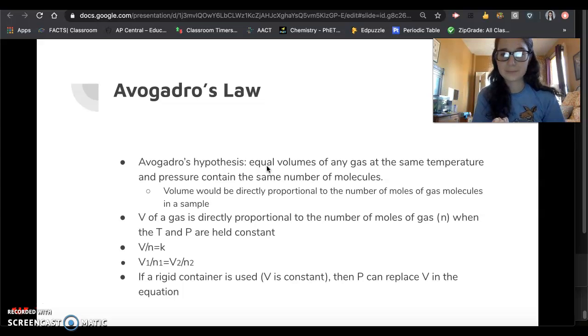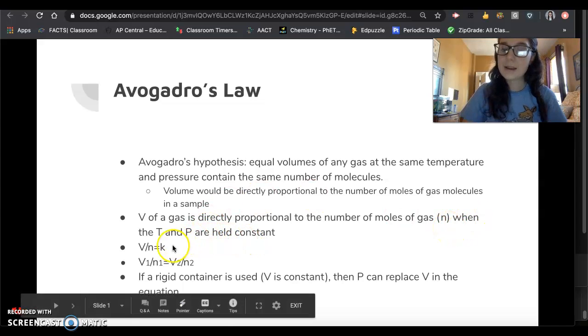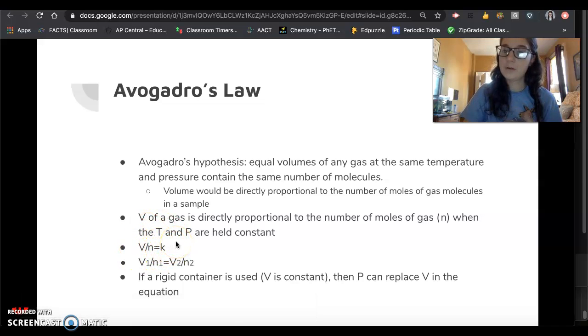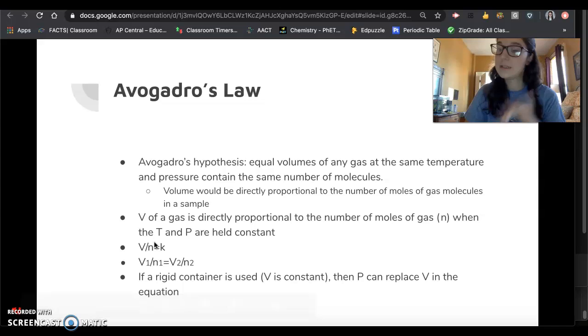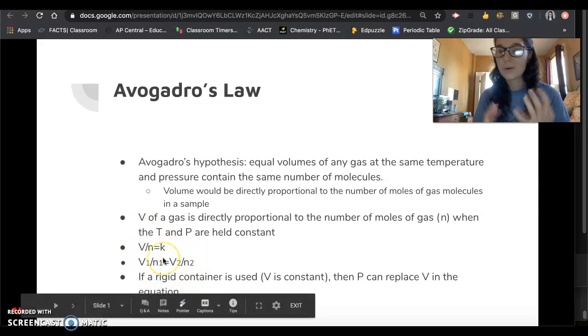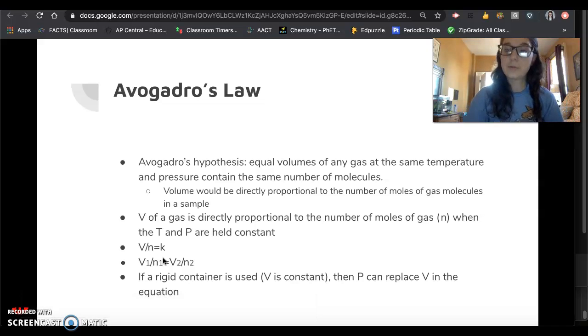So if volume of a gas is directly proportional to the number of moles of gas, which he represents as N, when T and P are held constant, then we can show that relationship as V over N, volume over number of moles, equal to this constant. So if one increases, the other increases. If one decreases, the other decreases. And we can also compare one sample under different conditions to solve what the new volume or new number of moles would be.